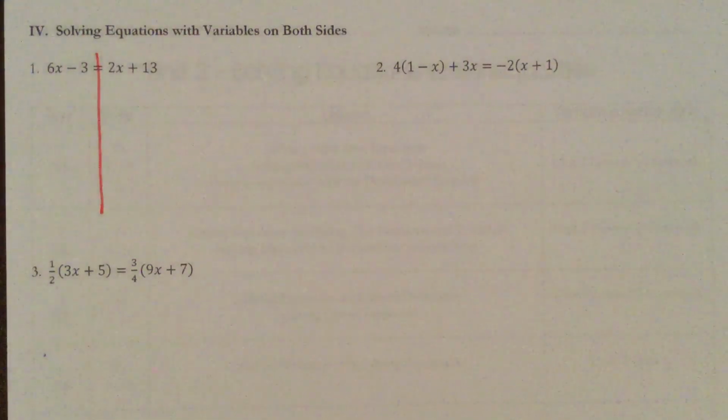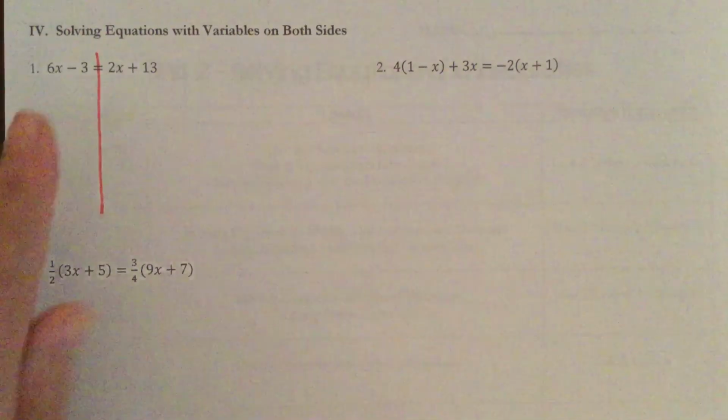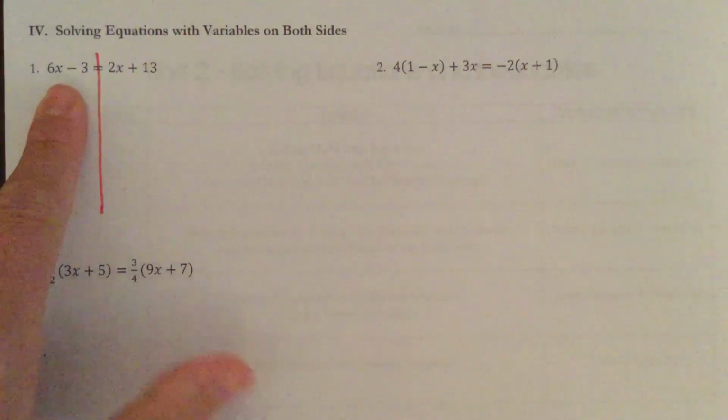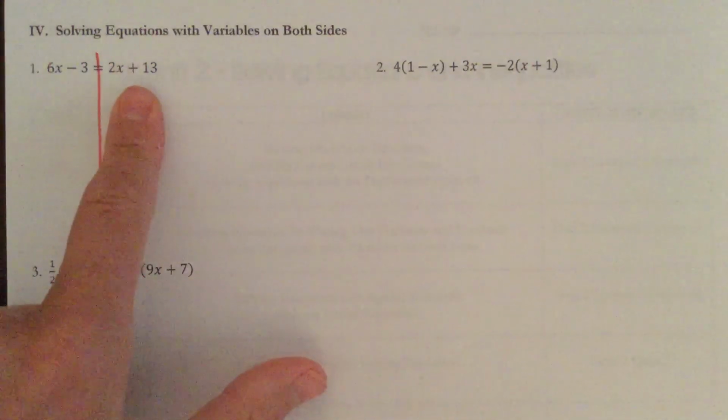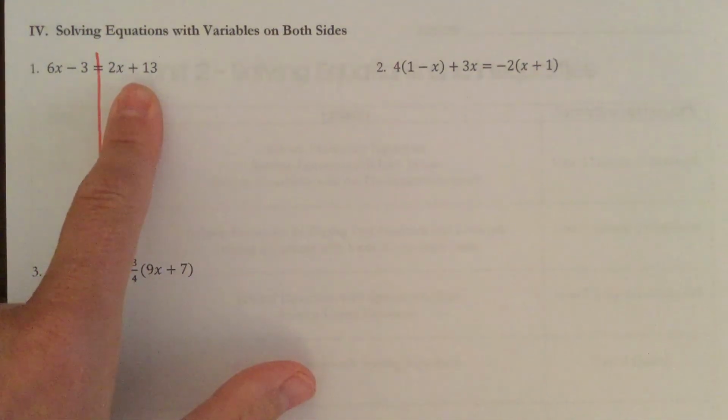All right, step 1 asks me to distribute. I see in this problem there is nothing to distribute. Step 2 asks me to eliminate fractions or decimals. I have no fractions or decimals here. Step 3 asks me to combine like terms. I don't have any like terms on this side of the equal sign that can be combined together, and I don't have any like terms on this side of the equal sign that can be combined together.